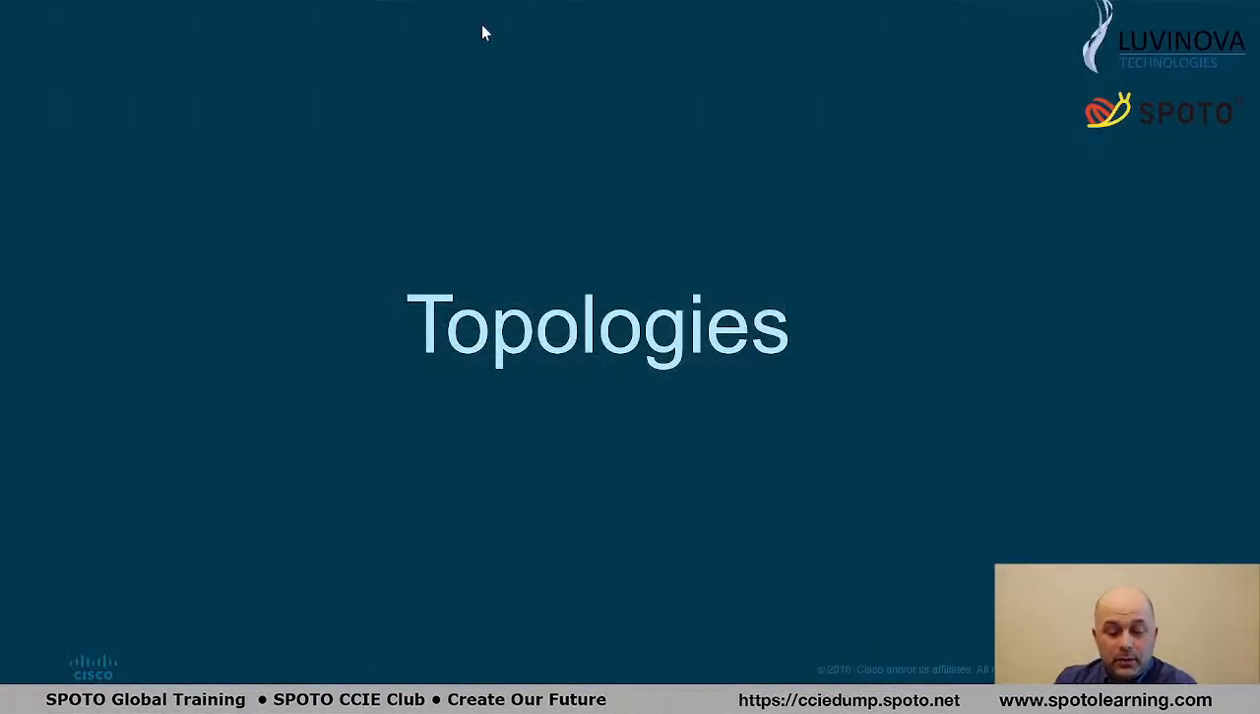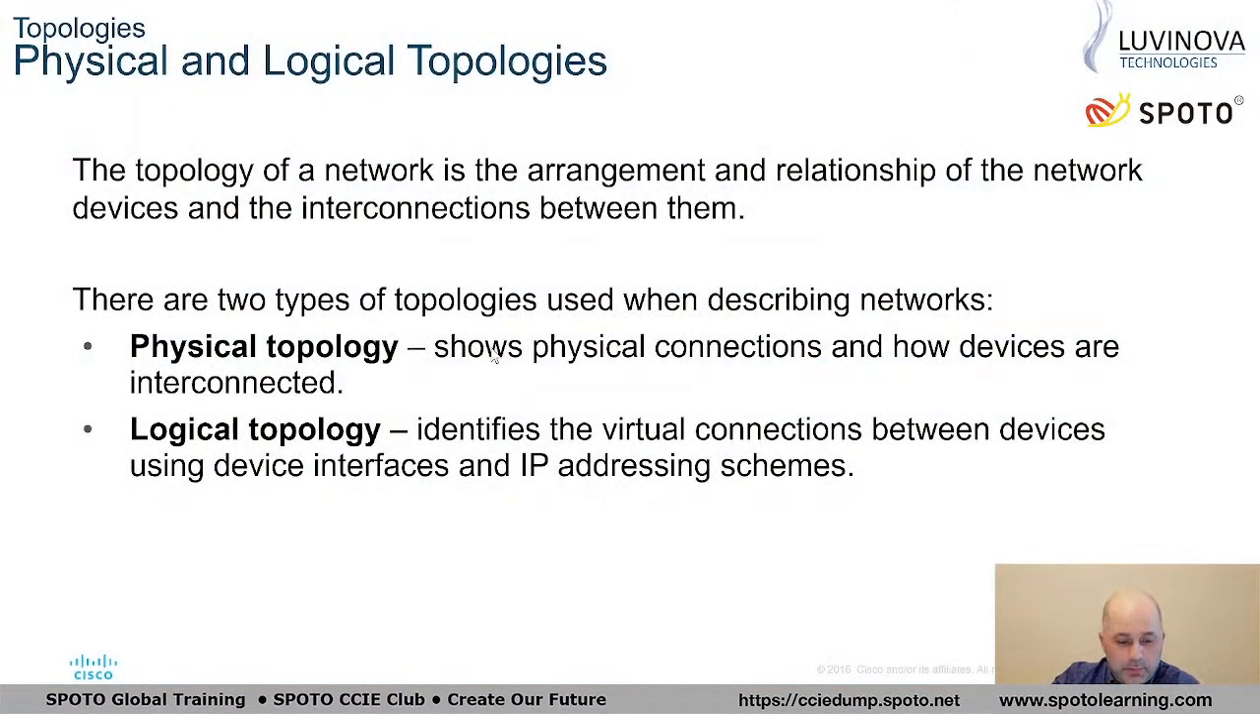We're going to talk a little bit about topologies. The topology of a network is the arrangement and relationship of the network devices and the interconnection between them. We already know there are physical and logical topologies. Physical shows the physical connection, where they are located, which rack, which room, which shelf. Logical topology identifies the virtual connection between devices using device interfaces and their IP addresses. Or you can remember the schema which we saw earlier in the slides, which gives you the logical abbreviation of the interface, for example, FA0 for the router, and the IP address of the entire network.